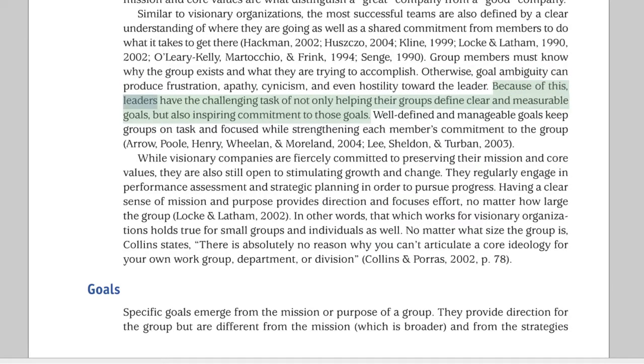Because of this, leaders have the challenging task of not only helping their groups define clear and measurable goals, but also inspiring commitment to those goals. Well-defined and manageable goals keep groups on task and focused while strengthening each member's commitment to the group (Arrow, Poole, Henry, Wheelan, and Moreland, 2004; Lee, Sheldon, and Turban, 2003).